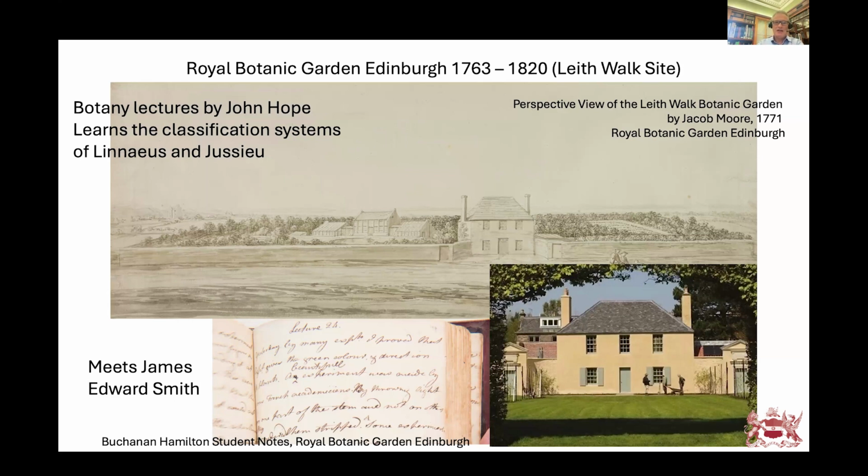And it was here in Edinburgh that he met James Edward Smith, the founder of the Linnean Society. And it was through Smith that the society gained the collections we're showing you today.